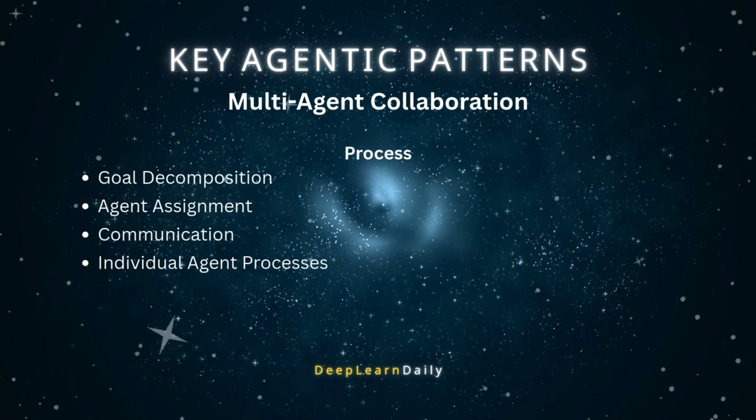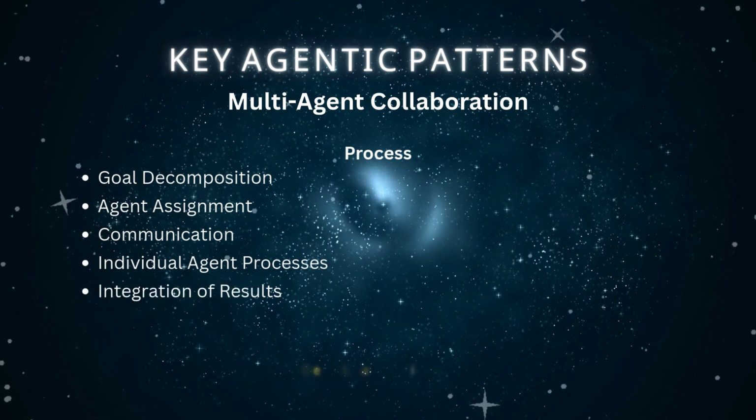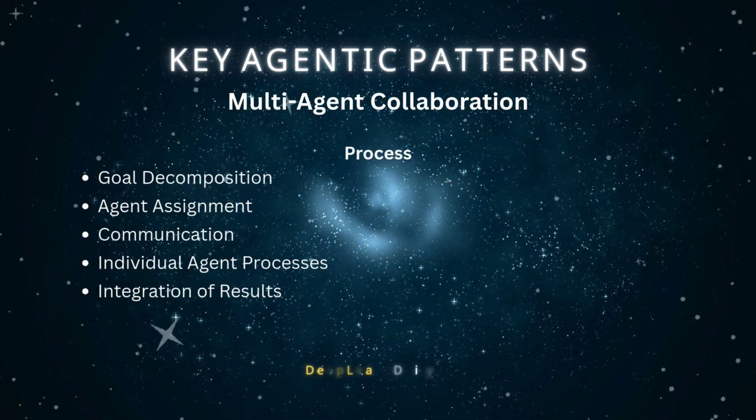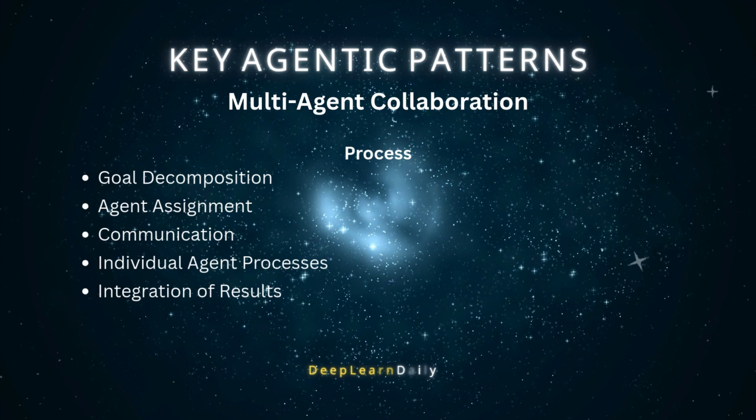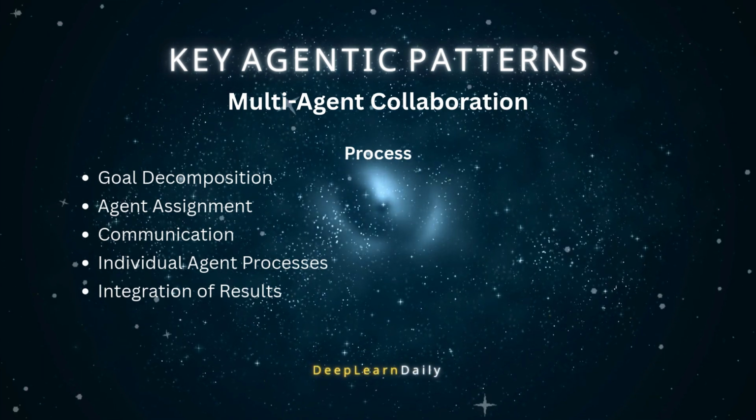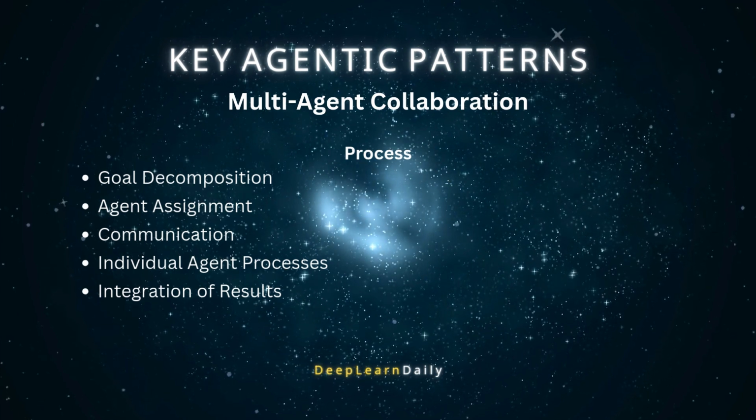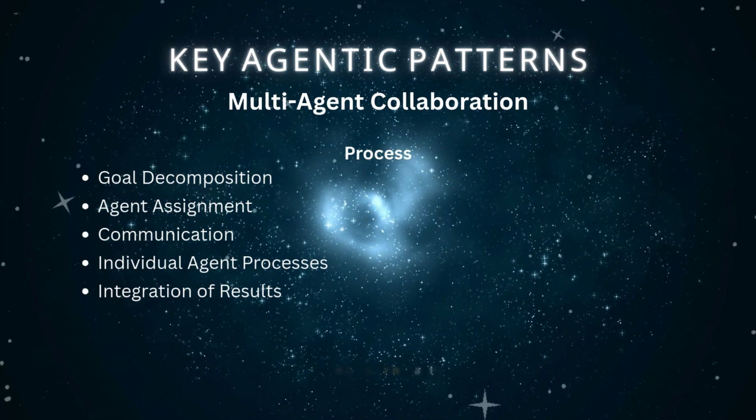Individual agent processes. Each agent follows its own internal process, which might involve other agentic patterns like ReAct or plan and execute to complete its assigned subtask. Integration of results. The outputs from individual agents are combined to achieve the overall goal.